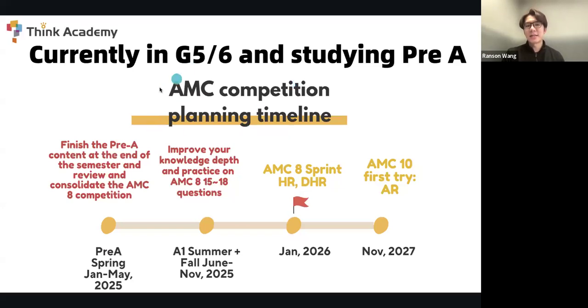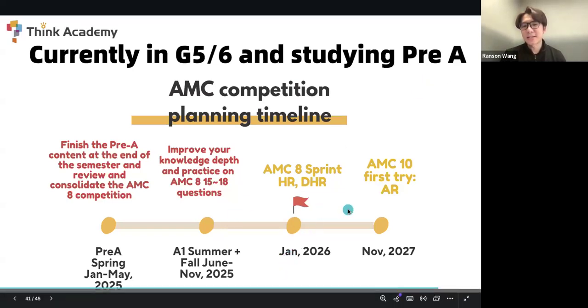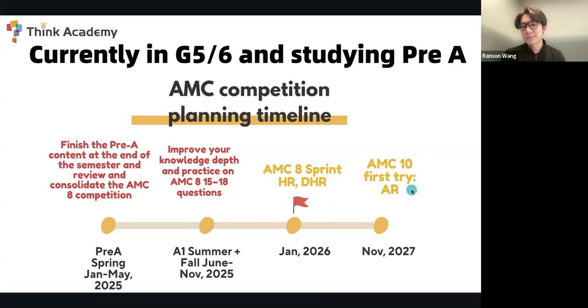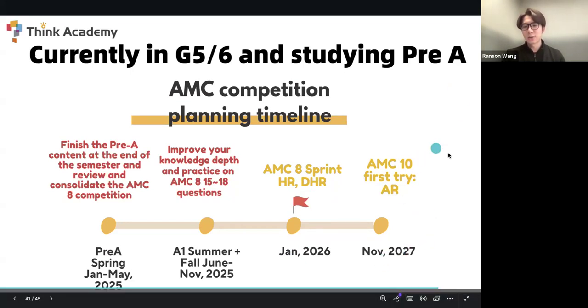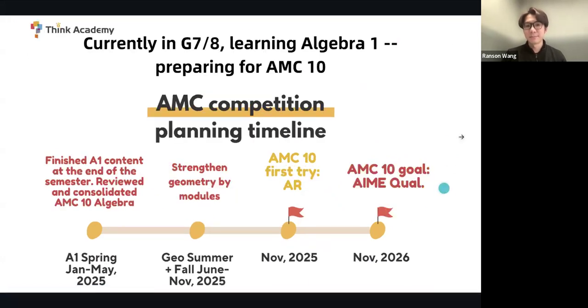For the students currently in grade 5 and 6 studying pre-algebra, your goal is to get MCA honor roll or distinguished honor roll in next year's MCA. Starting from grade 7, or next year, your goal is AIME through the MC10. But for the students currently in grade 7 and 8, my suggestion is to really start learning MC10. Do not waste your time on MCA learning. Instead, go to MC10 directly so that you have a chance to make a first try at MC10 this year.